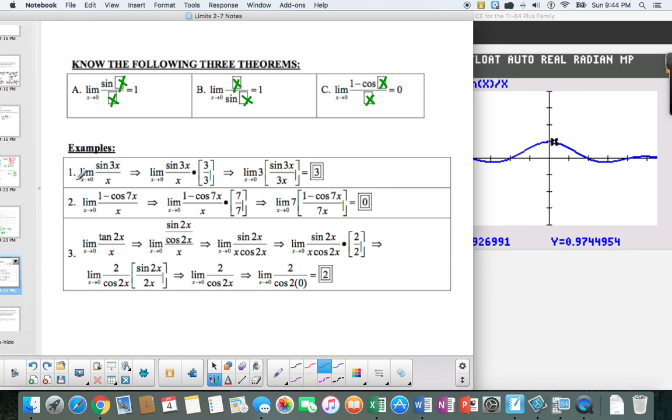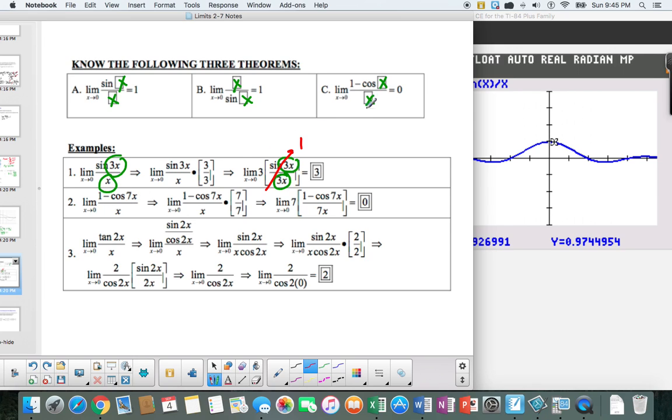Now here's how we go about doing some problems. You can see the limit as x approaches 0, sine of 3x over x. The arguments must be the same, and the arguments are not the same right now, so I'm going to multiply the top and bottom by 3, and now the arguments are the same, so it looks just like this. So this whole thing is going to 1, and 3 times 1 is 3.